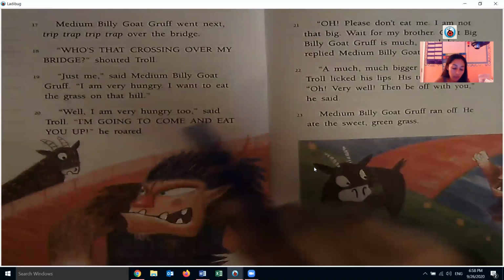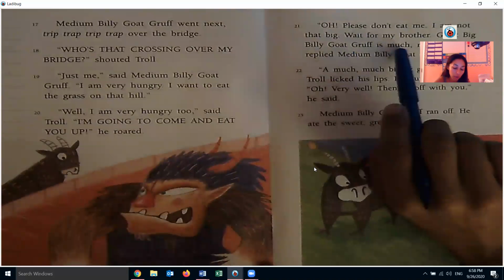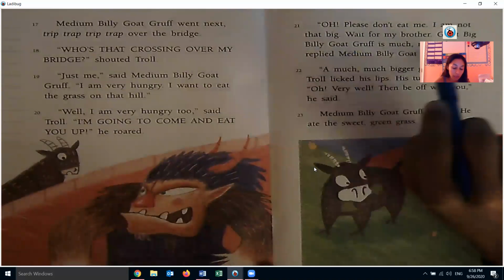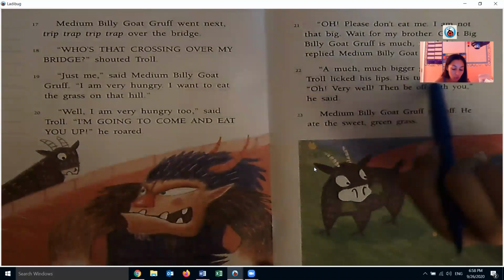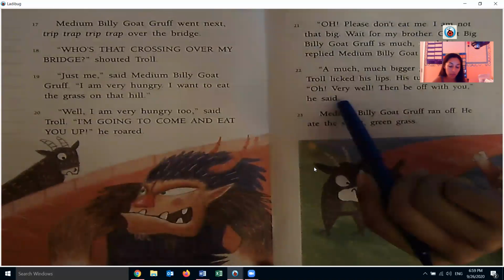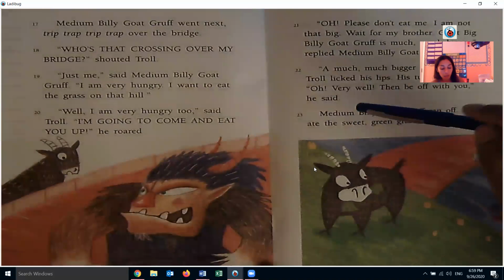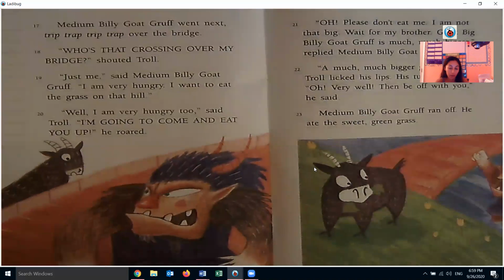"Oh, please don't eat me. I am not that big. Wait for my brother. Great big Billy Goat Gruff is much, much bigger," replied medium Billy Goat Gruff. "A much, much bigger goat, you say?" Troll licked his lips. His tummy rumbled. "Oh, very well. Then be off with you," he said. Medium Billy Goat ran off. He ate the sweet green grass.